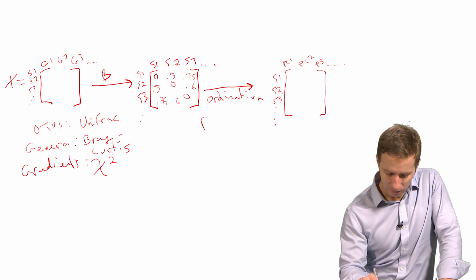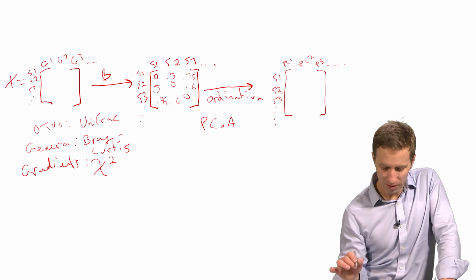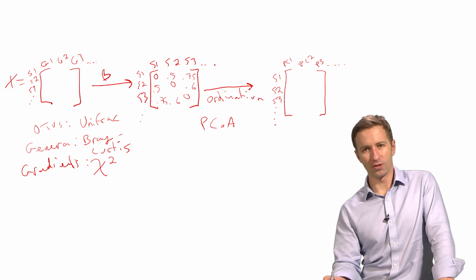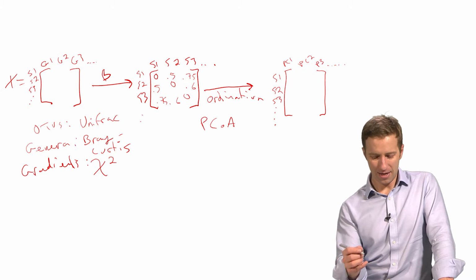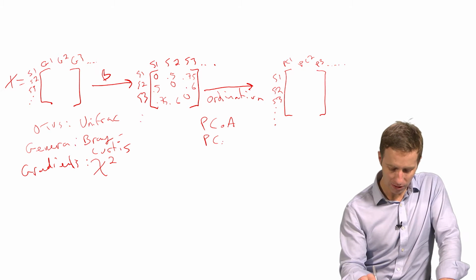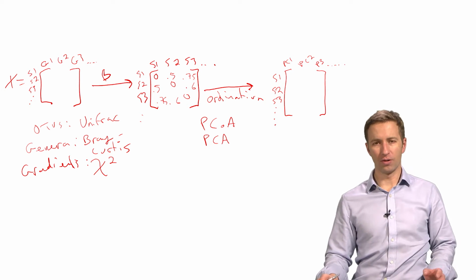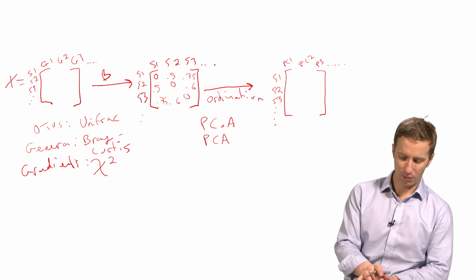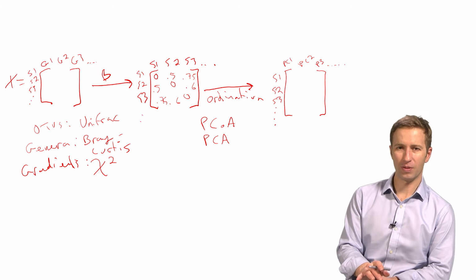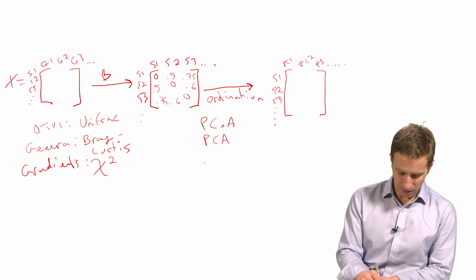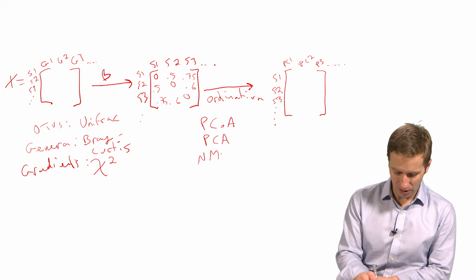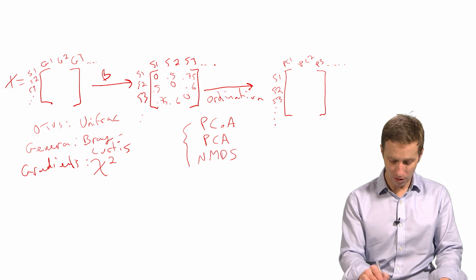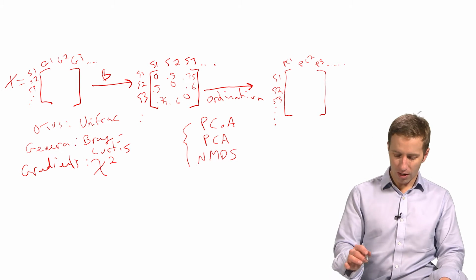The most common one in the microbiome is principal coordinates analysis. This comes from the field of ecology, and it's different from principal components analysis. So principal coordinates is PCoA, and principal components analysis is PCA. Then finally, some people use non-metric multidimensional scaling, NMDS. So we're going to compare these ordination techniques.